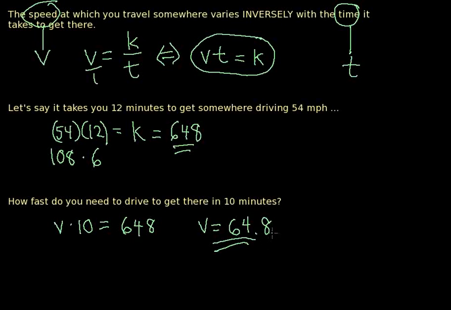Alright, so this is inverse variation, and it's real simple. You just have to start with the basic formula. Velocity is equal to k divided by t, or whatever your two inverse variation variables are. Set them up with this formula, cross multiply to get a different similar form, figure out what that constant is, and then figure out the problem that you're asked to solve.